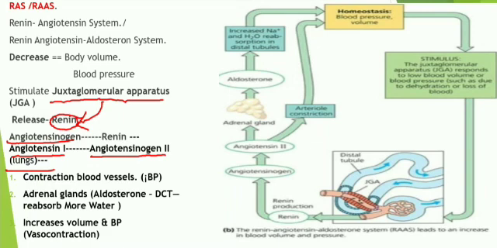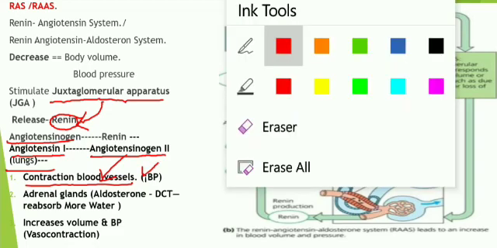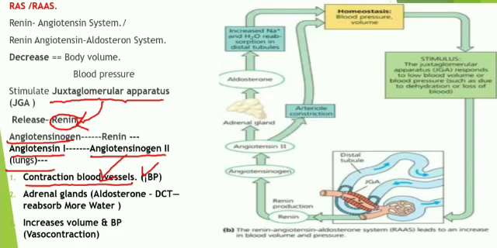And this angiotensin 2 acts as a hormone and helps in contraction of the blood vessels. When blood vessels get contracted, it increases the blood pressure. Another important function is that the same angiotensin 2 acts on the adrenal gland and produces aldosterone, and this aldosterone acts on the DCT and absorbs more water as well as contracts blood vessels.